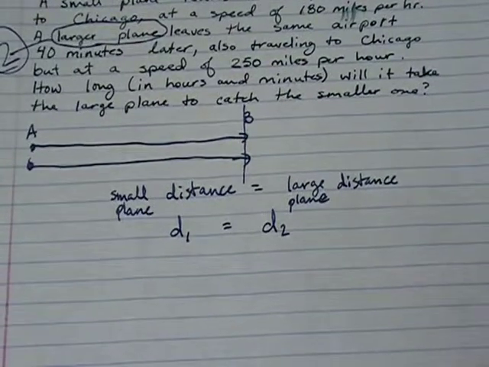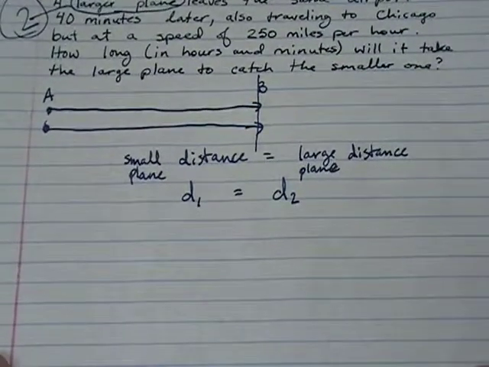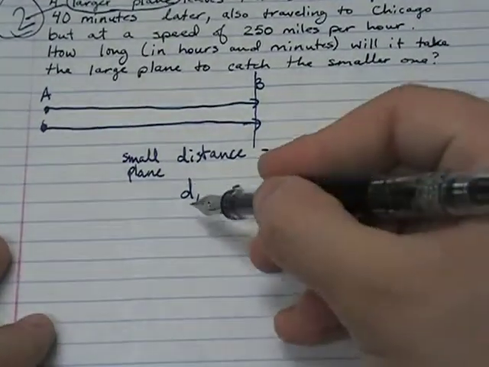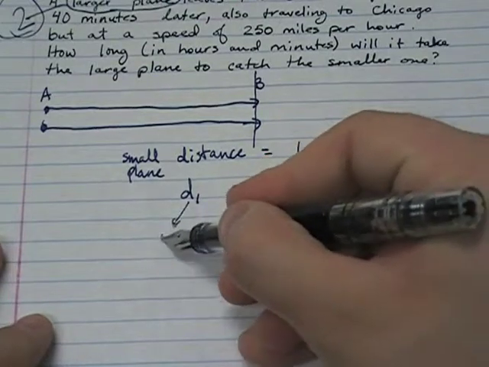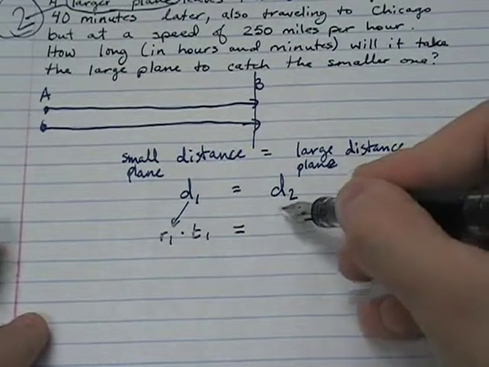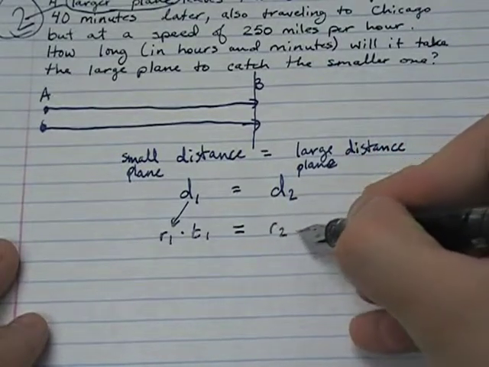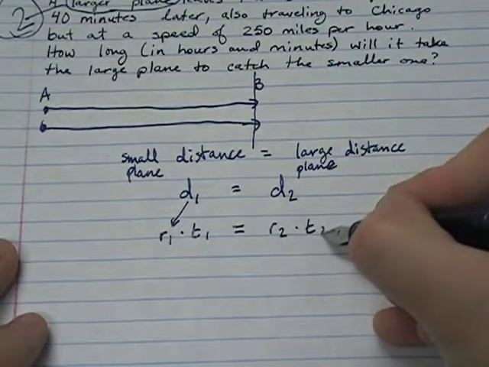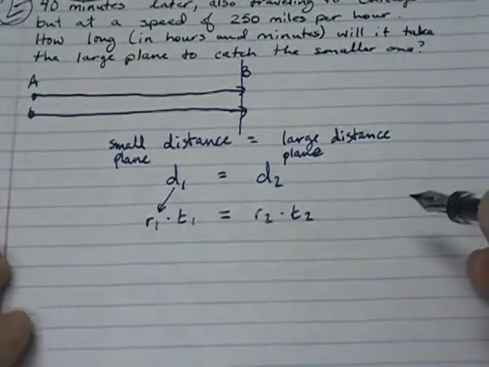Now, what do we know about distance? We know that distance equals rate times time. So D1 is going to equal R1 times T1. And D2 is going to equal R2 times T2. Because there's that old formula, distance equals rate times time.